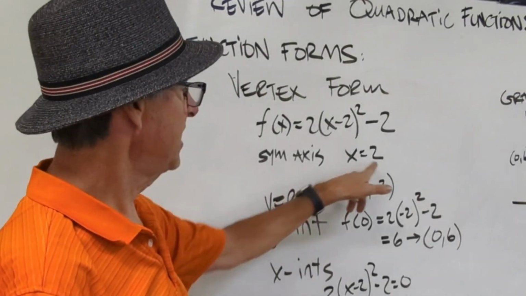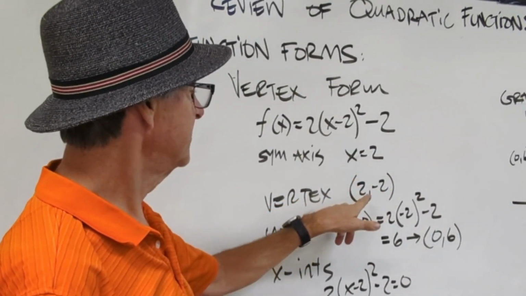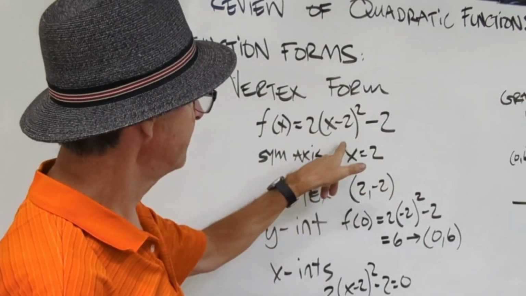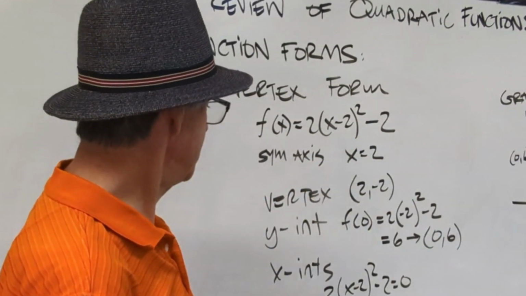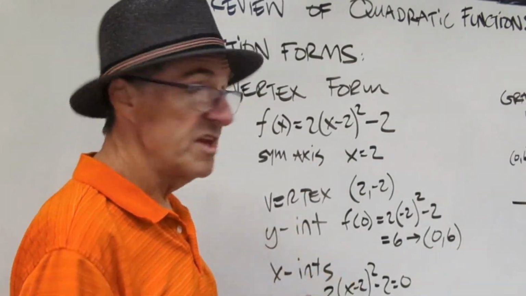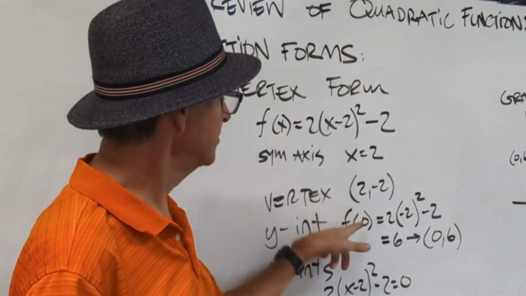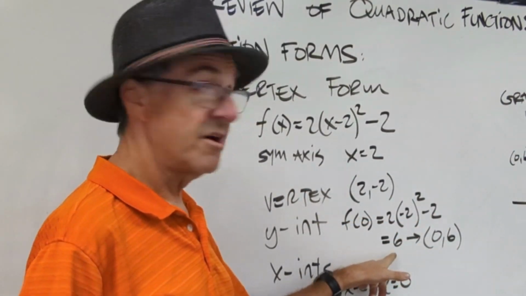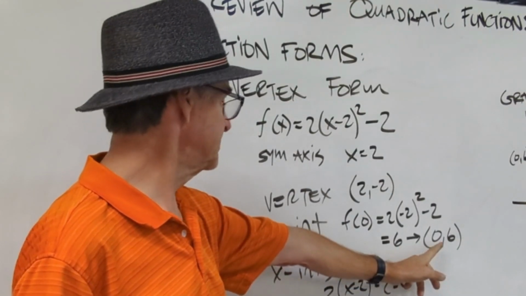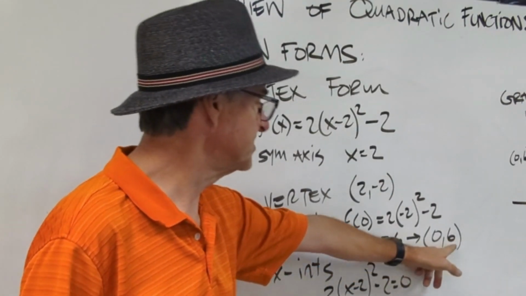My symmetry axis, x equals 2. My vertex, (2, -2). Those I get for free right from the form. My y-intercept, I know the x-coordinate of the y-intercept, that's just 0. So I need to put in 0 in the function, do my math, and it spits out a 6. So I know my y-intercept is at (0, 6).